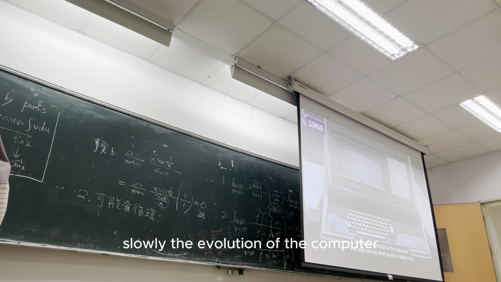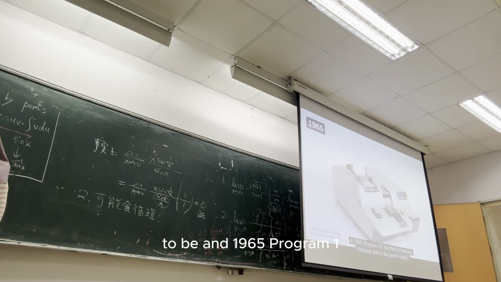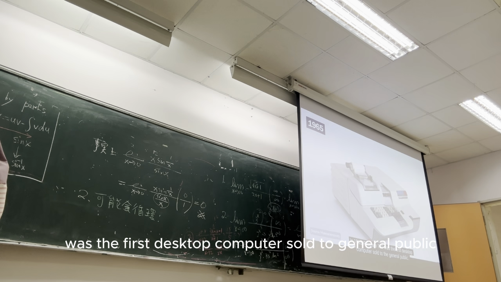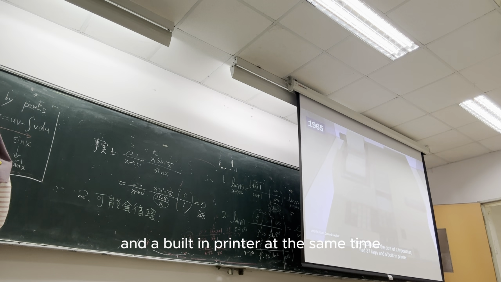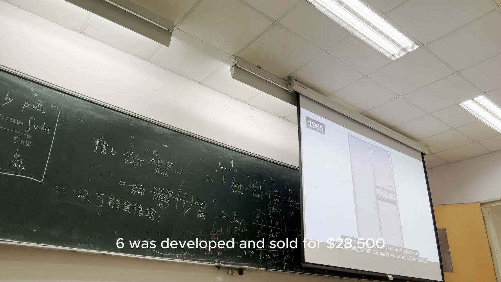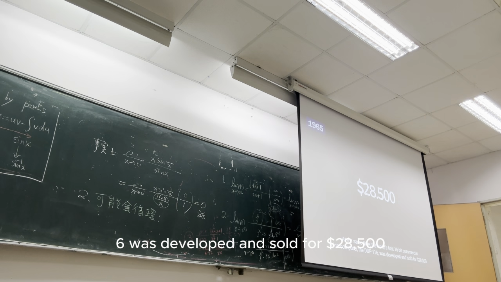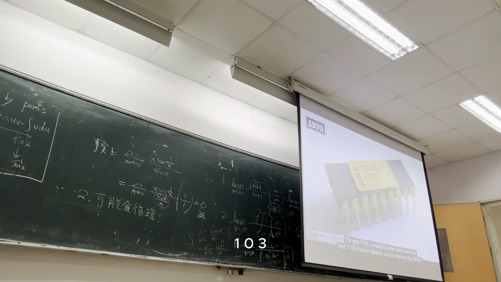Slowly, the evolution of the computer was approaching what we know today. In 1965, Programma 101 was the first desktop computer sold to the general public. It cost $3,200, was the size of a typewriter, had 37 keys, and a built-in printer. At the same time, the world's first 16-bit commercial microcomputer, the DDP-116, was developed and sold for $28,500. The year 1970 is marked by Intel, which launches the Intel 1103.